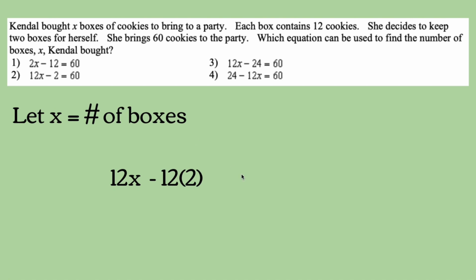And our last part of the equation is the total number of cookies that she's bringing to the party, which is 60 cookies. So once we simplify this down, we have 12x minus 24 equals 60, which is choice number 3.